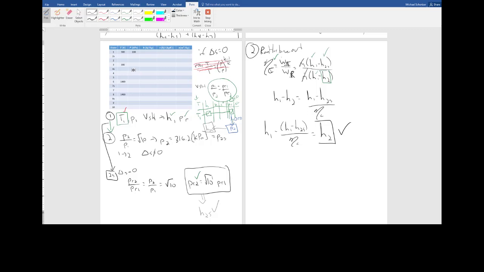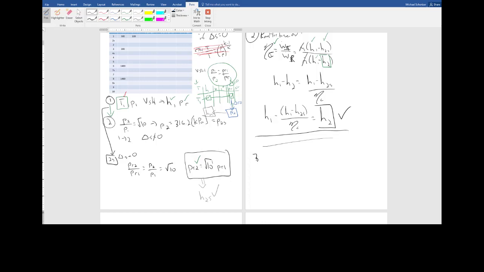The reason this wouldn't be a great exam problem is that now we're going to do essentially the same thing all over again. State 3 is like state 1 in that I know T3 and I know that P3 is equal to P2, which was equal to, what did we say, 316.2. But because I know T3, this is just like state 1. So now I'm going to go to table A22. I'm going to find H3, and I'm going to find PR3.